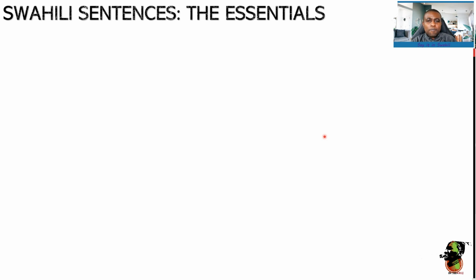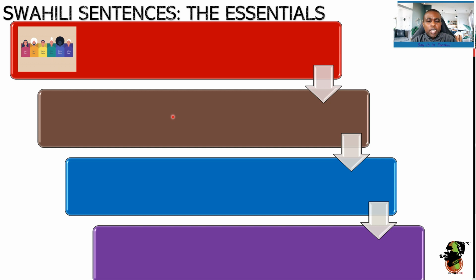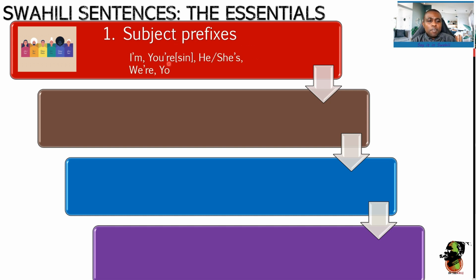in Swahili are. Number one, we'll need to have the people. These are the subject prefixes in Swahili. The subject prefixes you'll be looking at are words like I am, you are, he or she is, we are, you plural are, they are. So that's very important. For you to construct a sentence in Kiswahili that makes sense, you have to have the subject prefixes beginning your sentence.